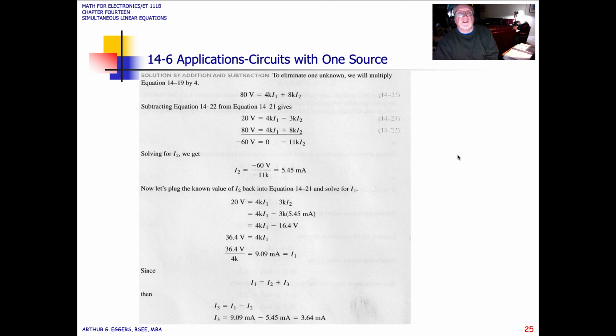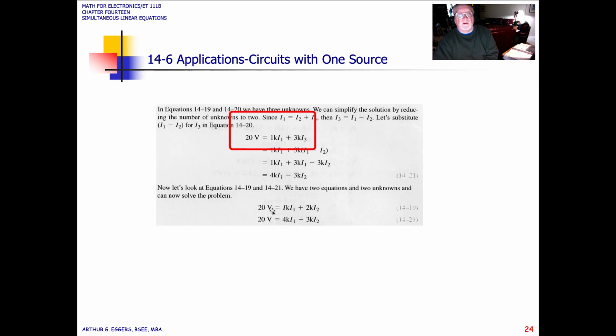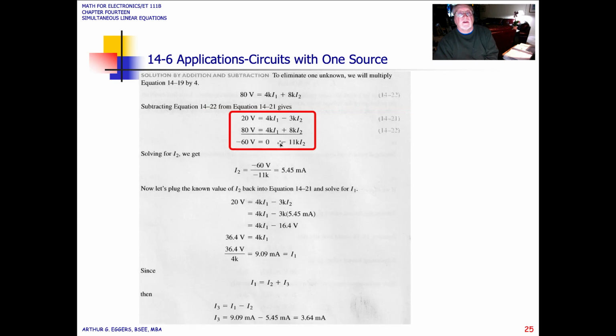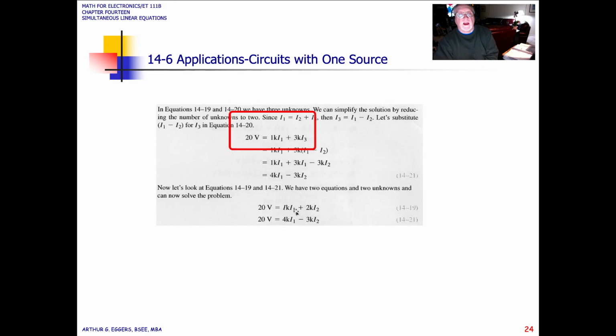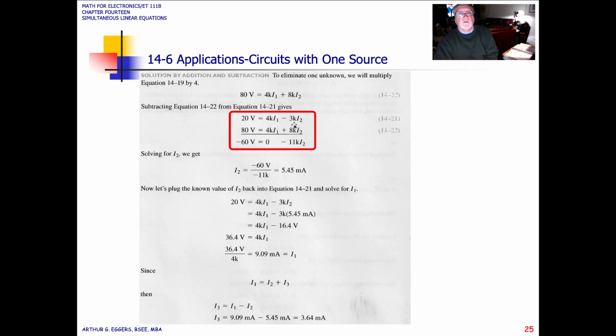Solution by addition and subtraction. To eliminate one unknown, we will multiply through by 4. So we're going to take our expressions here and multiply through by 4 so that we have 80 volts is equal to 4K I1 plus 8K I2. And now we have terms that are alike in the two expressions.